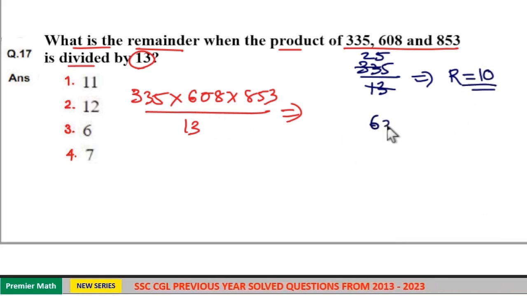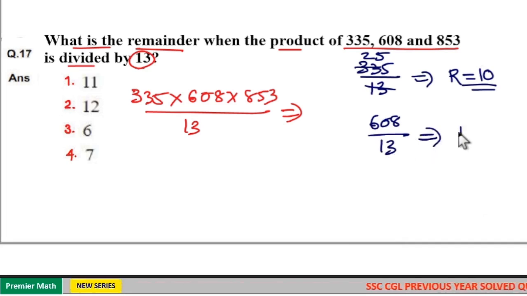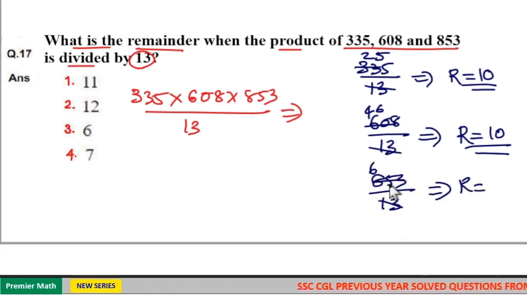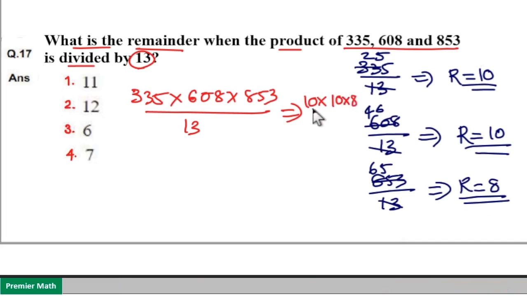Now divide 608 with 13 and find the remainder. 13 goes 4 times in 52, remaining 8. 13 goes 6 times in 78. So 88 minus 78 is 10. Remainder is 10. Same way 853 divided by 13 and find remainder. 13 goes 6 times in 78, remaining 73. 13 goes 5 times in 65, so remaining 8. So remainder is 8. Now multiply all these remainders, that is 10 into 8, which is 800.